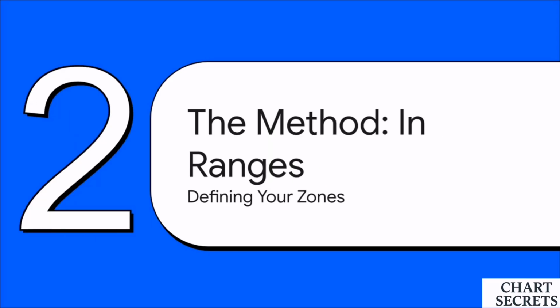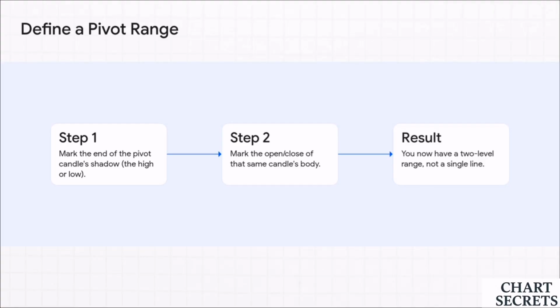And that leads us straight to our core technique. We're going to learn exactly how to mechanically define a pivot range. Now, this isn't about squinting at the chart or guessing or eyeballing it. Nope, this is a simple, repeatable process that is the foundation for this entire way of looking at the market. And honestly, it's this simple.